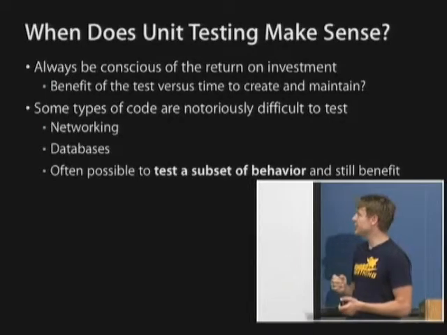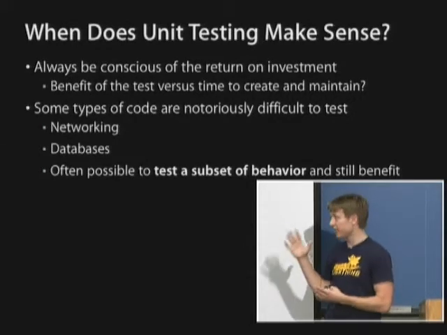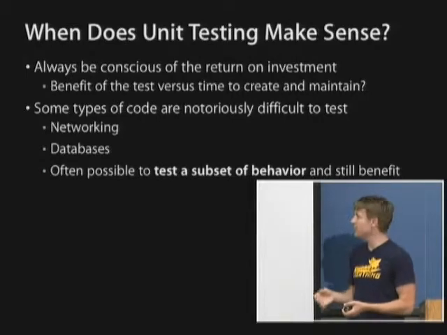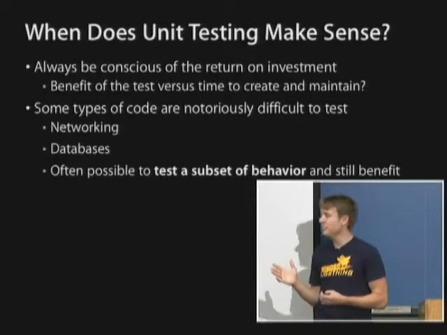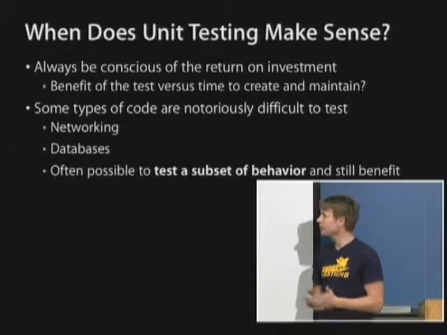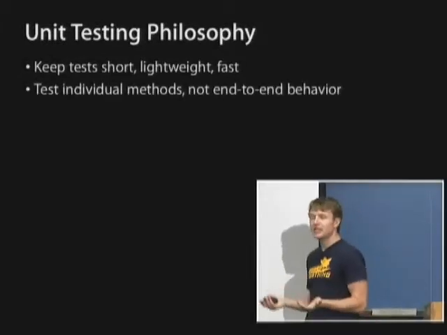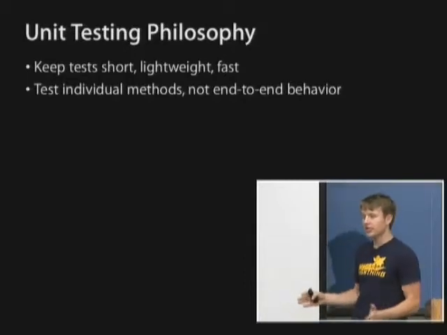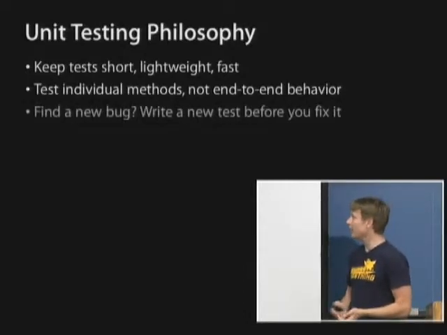Networking code, databases, although it's often possible to test a subset of your behavior relating to these things and still get some benefit. So maybe you don't want to test an actual live database, but maybe there are some aspects of your database wrapper that you can test without having a real database up and running. So kind of think about that. Maybe slice things apart and test small sections. Unit testing philosophy: just keep tests short, lightweight, fast. Think about testing individual methods rather than end-to-end behavior. That sort of testing can be useful as well, but it doesn't really fit under the unit testing umbrella.